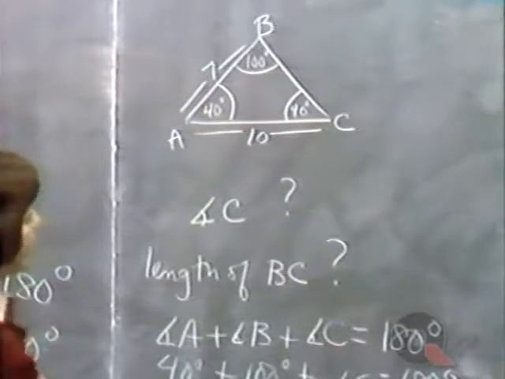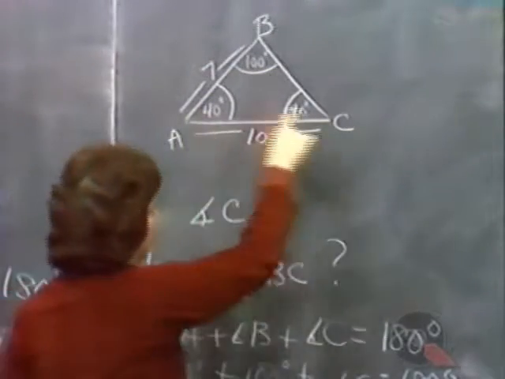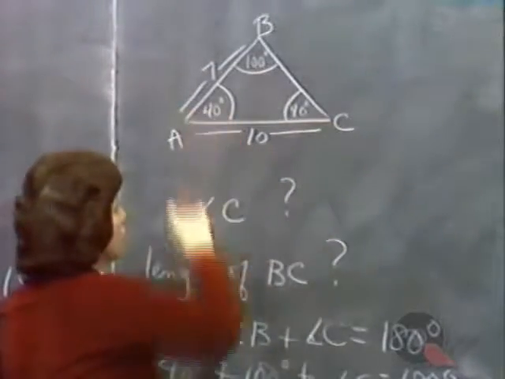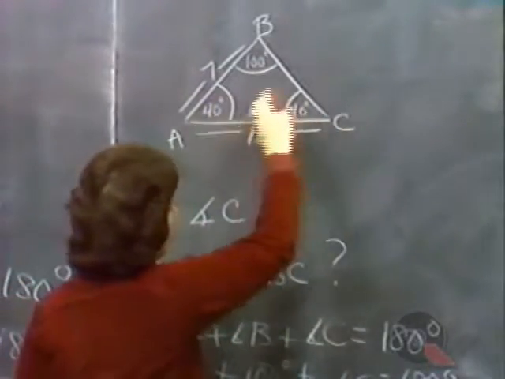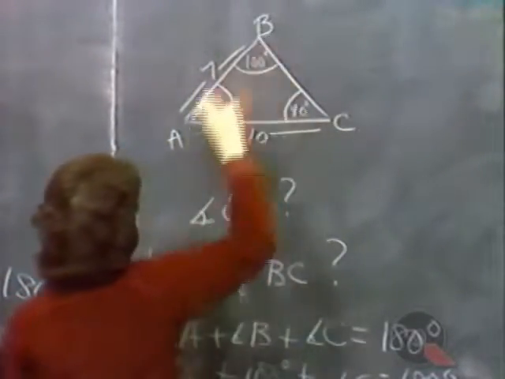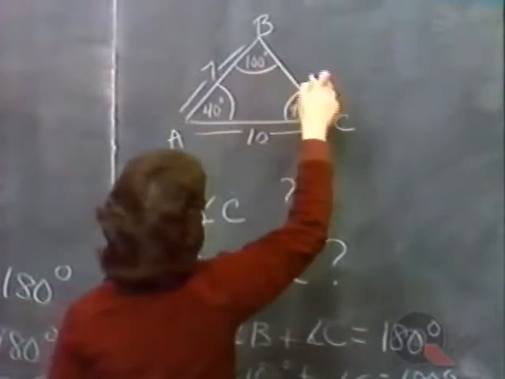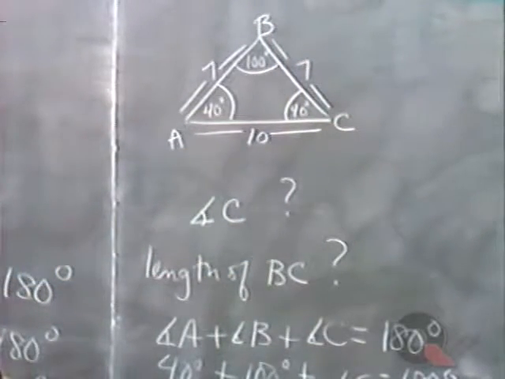Now, having seen that, we notice that this is an isosceles triangle because the base angles are equal. If it's an isosceles triangle, then two sides have the same length, and of course those are going to be the two sides that are opposite the base angles. So if the side here, AB, opposite the 40-degree angle is 7, then this side, which is also opposite a 40-degree angle, has length 7. So angle C is 40 degrees, and the length of BC is 7 units.